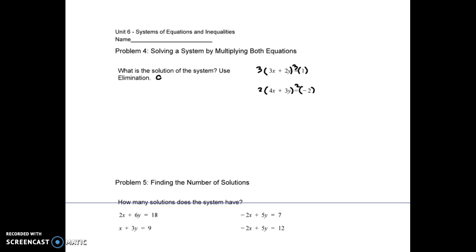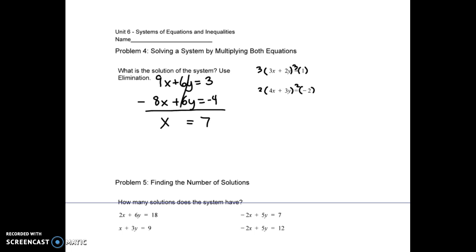So our new problems are 9x plus 6y is equal to 3. And then 8x plus 6y is equal to negative 4. Since we have both positive 6, we're going to subtract to get rid of them. 9 minus 8 is 1. Our y's cross out. 3 minus a negative 4, so we're going to add them, and we get 7.